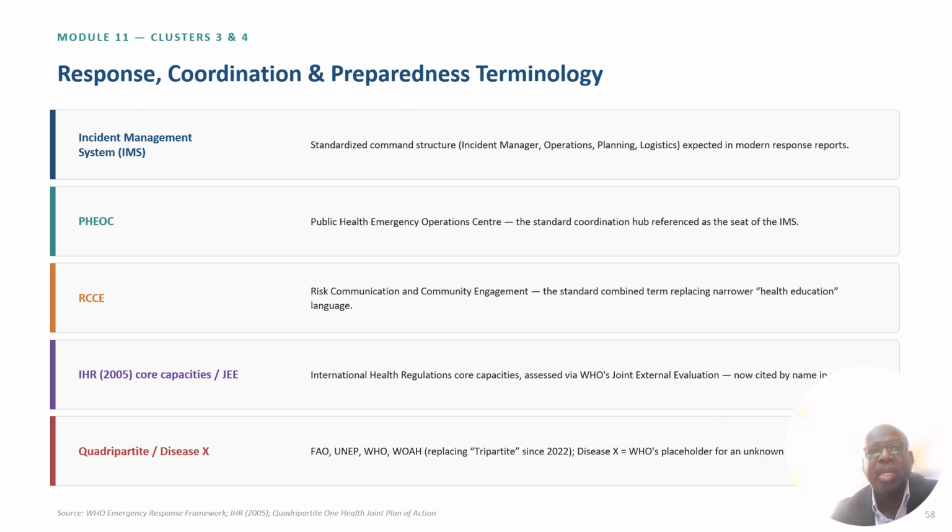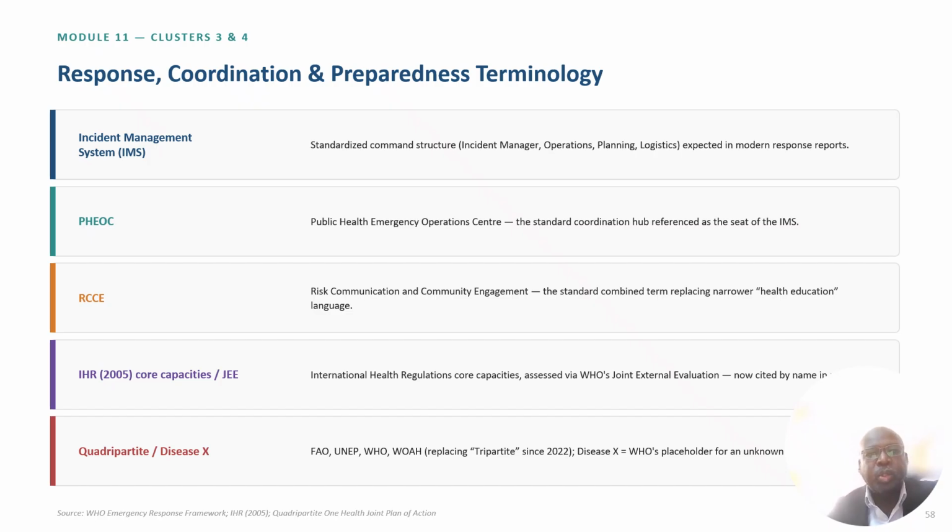PHEOC is the Public Health Emergency Operations Center. Before, it was called the Emergency Response Team, Epidemic Investigation Team, or Response Team, but now we can call it RCCE.